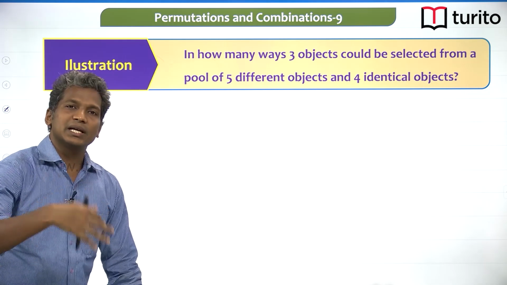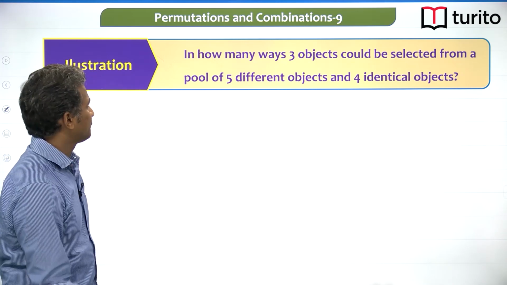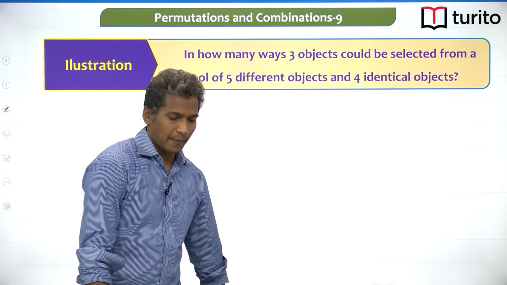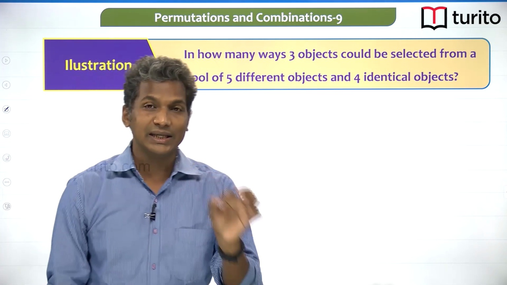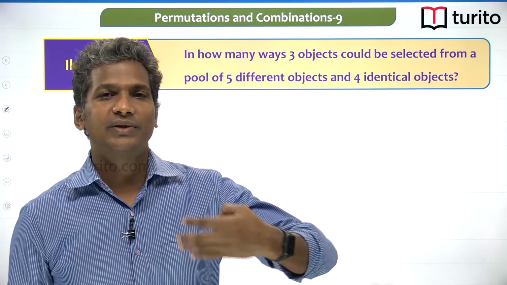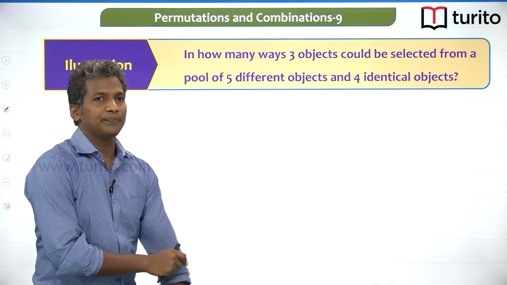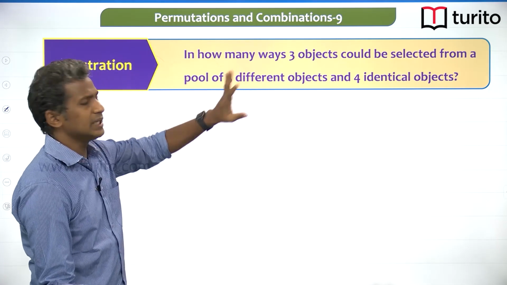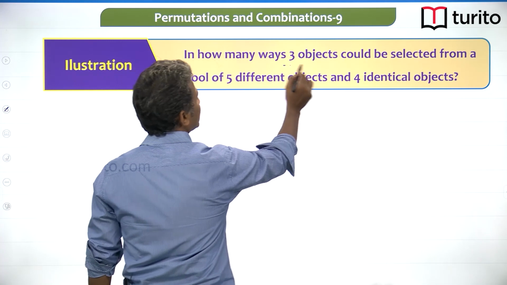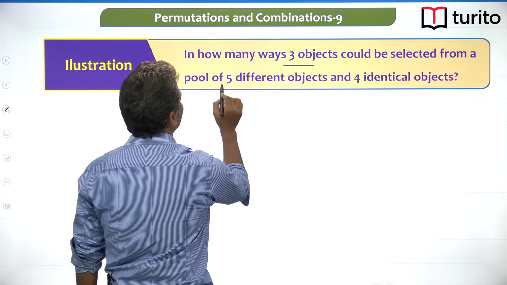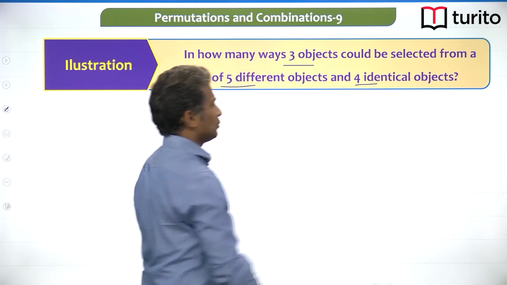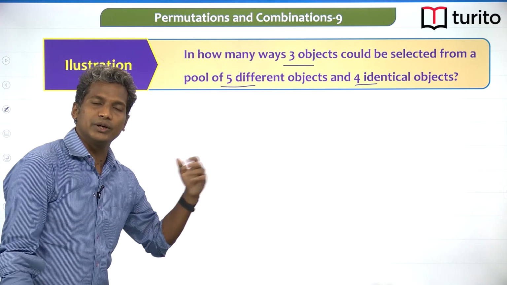Okay. Now let us apply these ideas and solve some basic questions. So here there is one simple question. This question can be calculated very easily. Our first question is the basic question to digest the concept. Here we want to select any 3 objects from 5 different and 4 identical objects. So how do we do it?